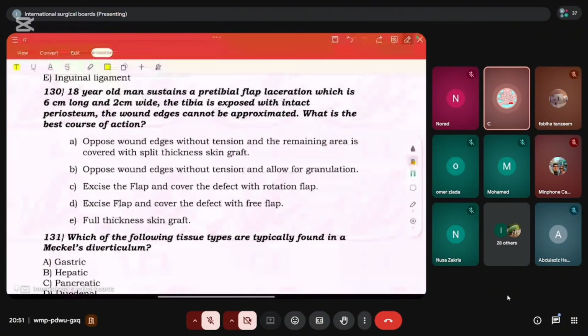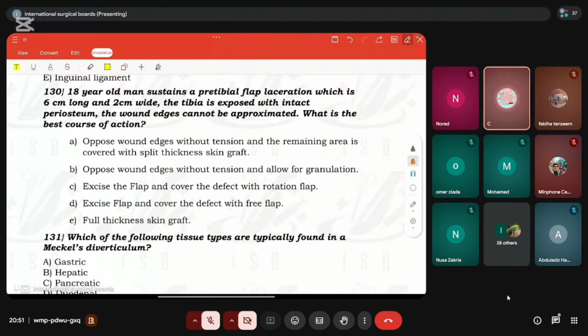18-year-old man sustains pretibial flap laceration, which is 6 centimeters times 2 centimeters. The tibia is exposed with intact periosteum. The wound edges cannot be approximated. What is the best course of action? Okay, so I do remember this question. Like you discussed it and it came up in the exam.